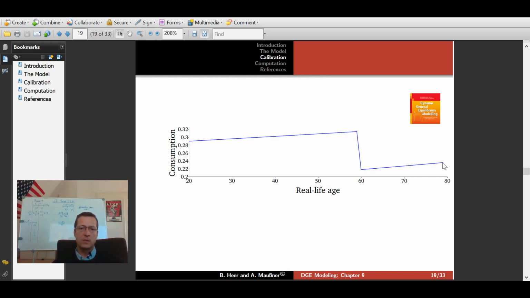Now, this consumption age profile is not realistic. So we do not observe this huge decline at retirement age. We do observe instead a hump-shaped consumption age profile. So consumption again peaks around age 50, 55, and then declines till age 80. And we do not observe a drop at age 60. Where does this come from?